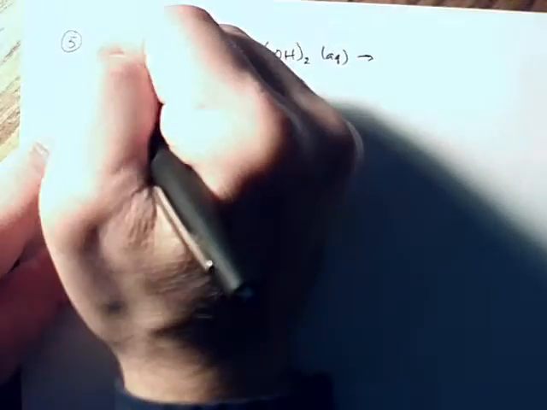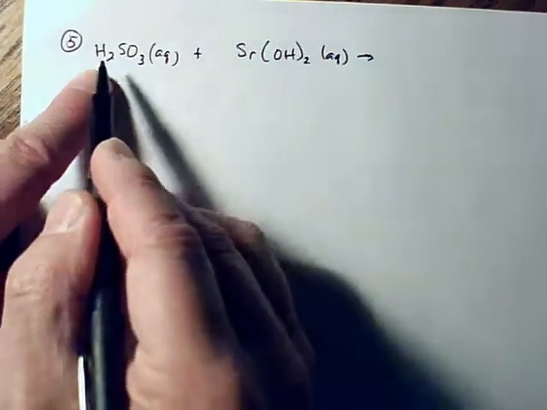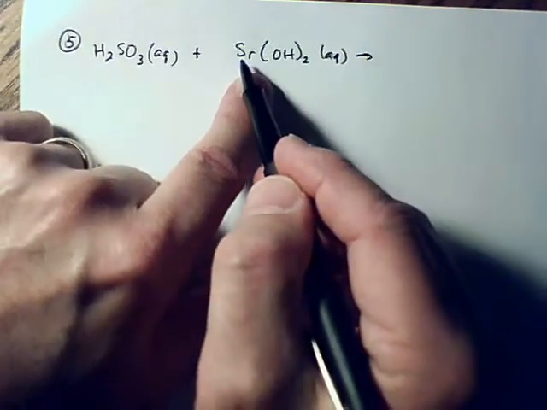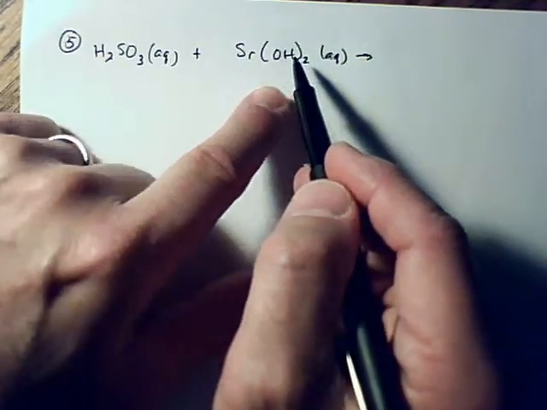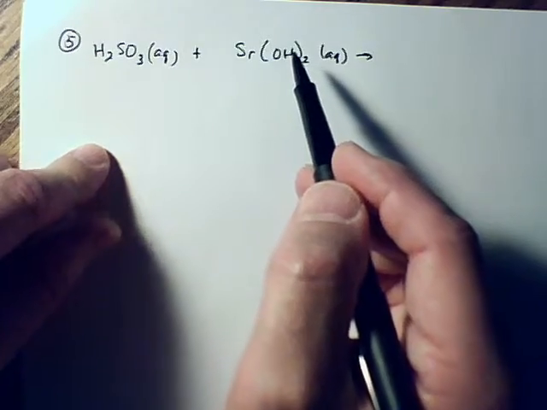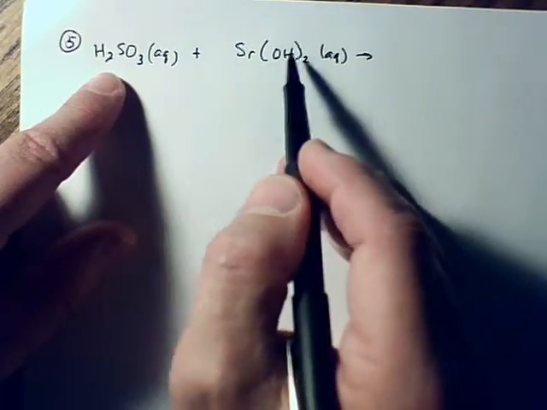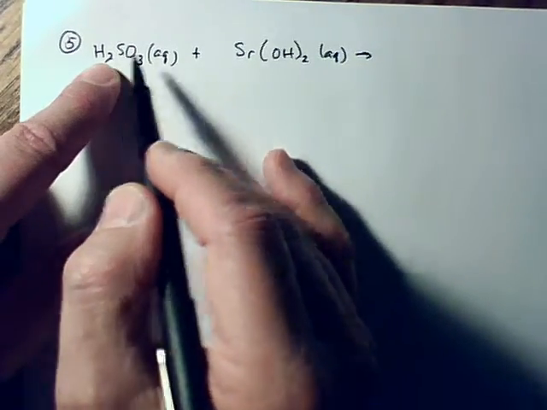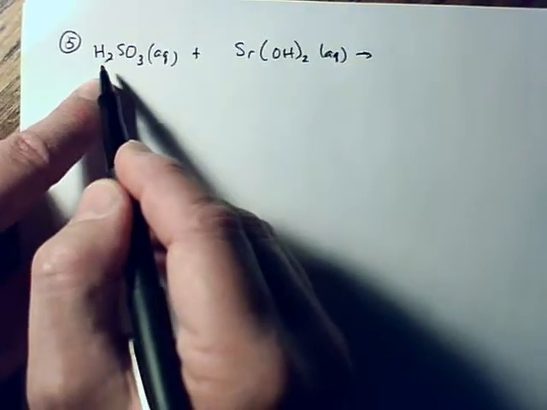Now this is a double replacement reaction. I've got two two-part compounds. This H is the front part, the SO3 is the back part, Sr is the front part, OH is the back part. We need to figure out if we're going to have a driving force. For a double replacement reaction, you have to figure out what the products are going to be first. So the H part joins up with the OH part.